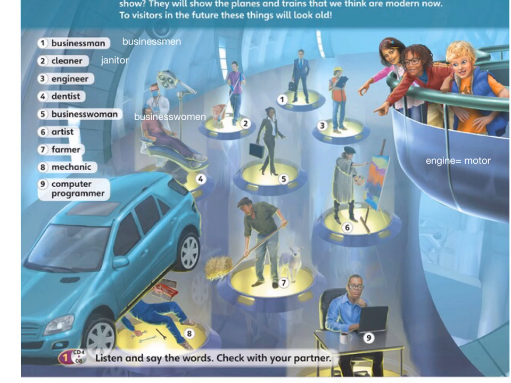Okay? Now, I really hope you don't have questions about these words. So let's repeat them one last time. Businessman, businessmen. Cleaner, janitor, engineer, dentist, businesswoman, businesswomen, artist, farmer, mechanic, computer programmer.